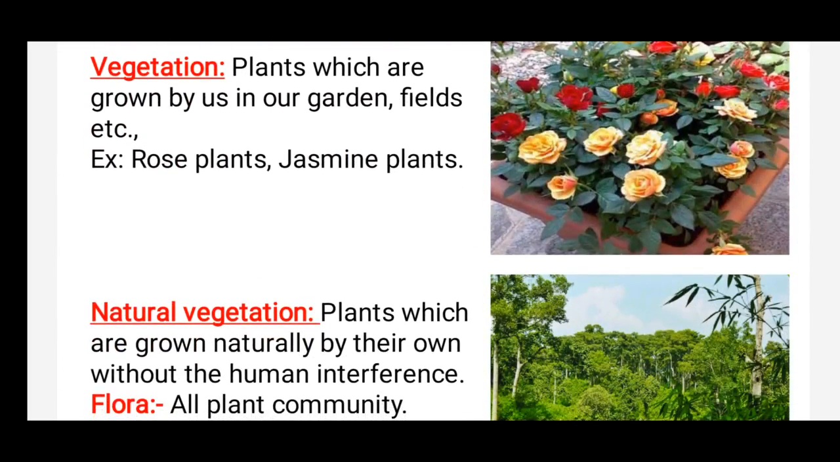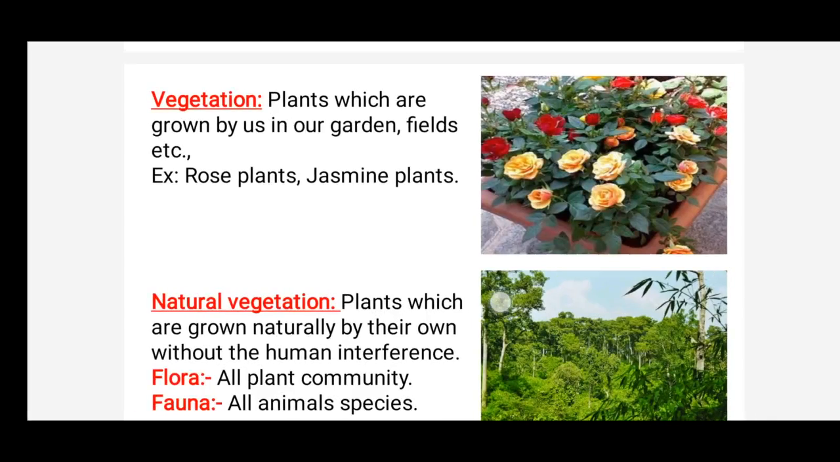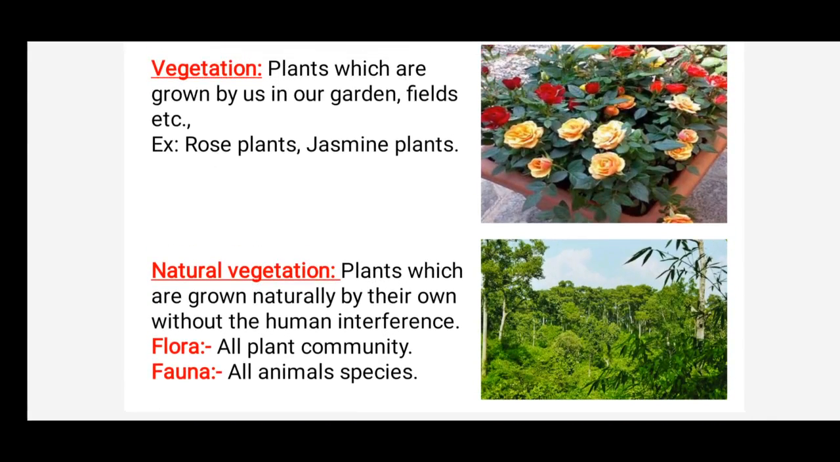So let me tell you the important concepts of this chapter, children. Before I start this, I'll just tell you some important concepts. So in this chapter you learnt about natural vegetation. Actually, what is the meaning of vegetation, children? Vegetation is nothing but if you grow any plants by your own in your garden. For example, if you grow a rose plant or jasmine plant, any kind of garden plants, if you grow in your own garden, they are called vegetation.